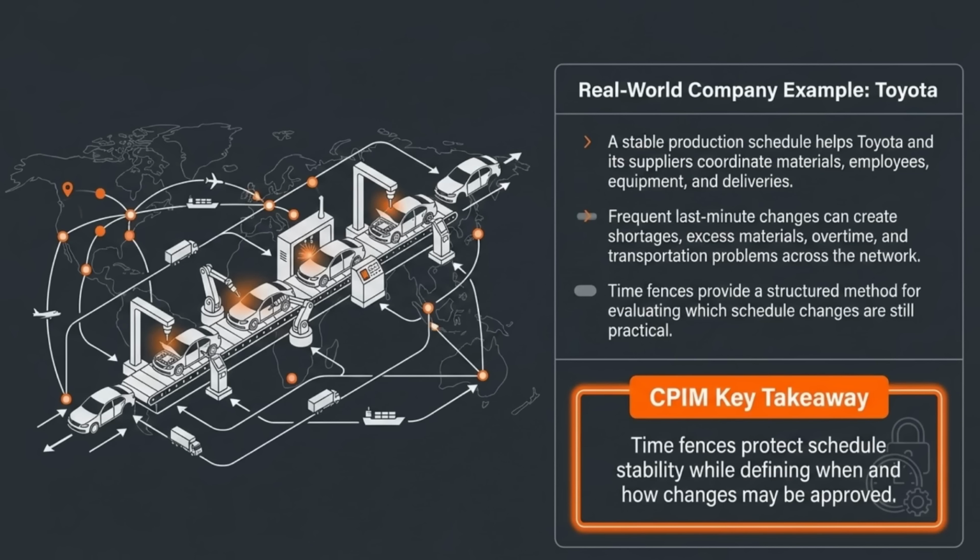Real-world company example. Toyota. A stable production schedule helps Toyota and its suppliers coordinate materials, employees, equipment, and deliveries. Frequent last-minute changes can create shortages, excess materials, overtime, and transportation problems across the network. Time fences provide a structured method for evaluating which schedule changes are still practical. CPIM key takeaway. Time fences protect schedule stability while defining when and how changes may be approved.